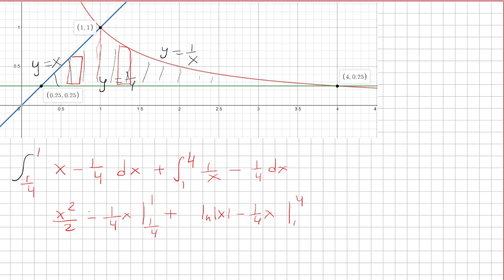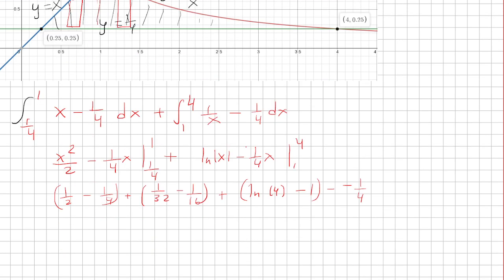Okay, so if I plug in 1, I get 1/2 minus 1/4. And then if I plug in 1/4, I get 1 over 32 minus 1 over 16. Now for this, I have ln of 4 minus 1. And then minus ln of 1 is just 0. And then negative 1/4. So this becomes a positive 1/4, and it's going to cancel out with this 1/4.